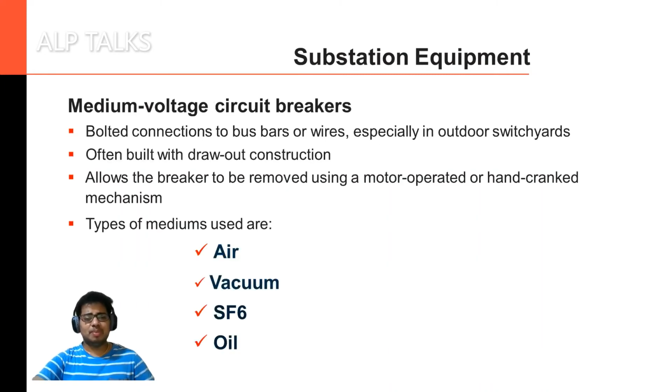So we have medium voltage circuit breakers, and different varieties are there. Bolted connections to bus bars are wise, especially in outdoor switchyards, often built with a draw-out construction, which allows the breaker to be removed using a motor-operated or hand-cranked mechanism. So generally the mediums will be air, vacuum, SF6 and oil.